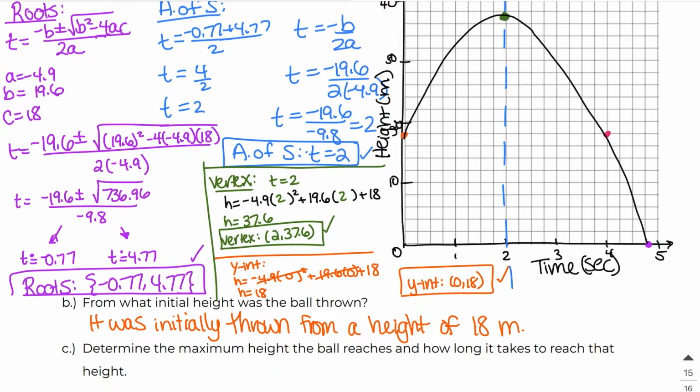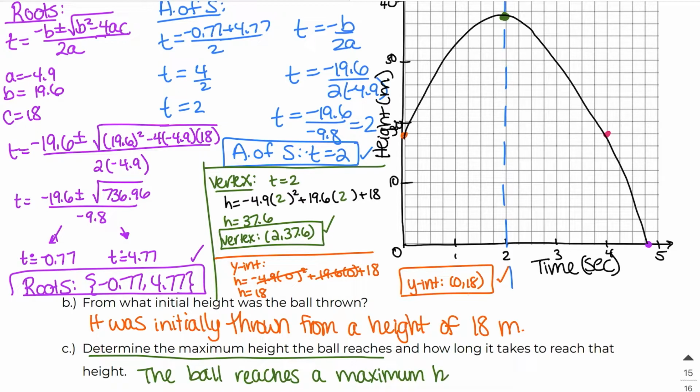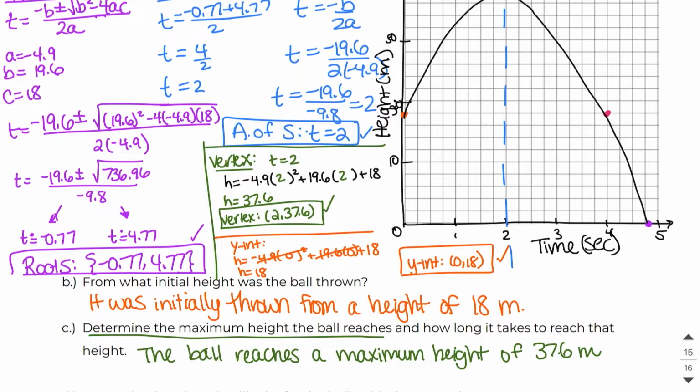All right, question C says, determine the maximum height the ball reaches. We know it will reach a maximum height right here of 37.6. We have that number right here. And then it says, how long does it take to reach that height? So we can look and see that it took 2 seconds to reach that height. So we'll say at 2 seconds.